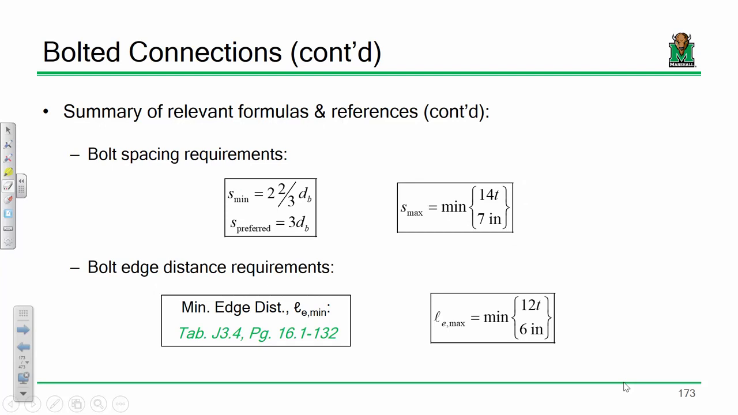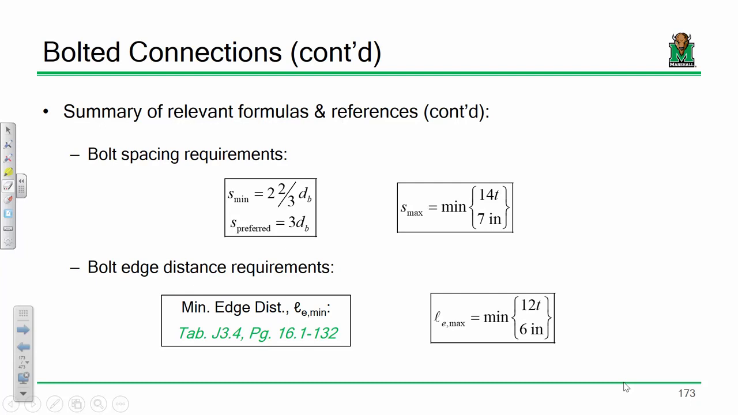If you want your quote-unquote service checks for a bolted connection, basically we're talking about layout requirements, how far apart the bolts are spaced from each other, and how far the bolts are from the edges of a given plate. Now, just to be absolutely clear, these bolt spacing and edge distance requirements are completely independent of loading.